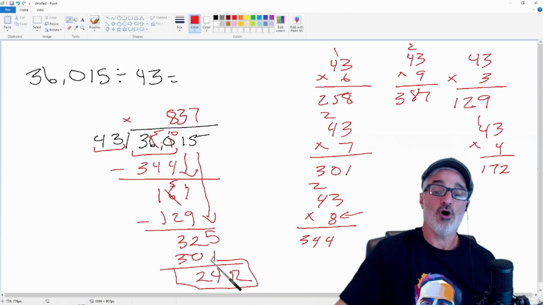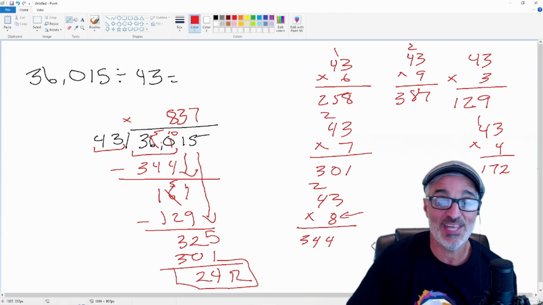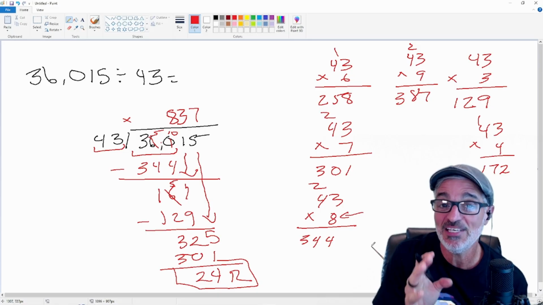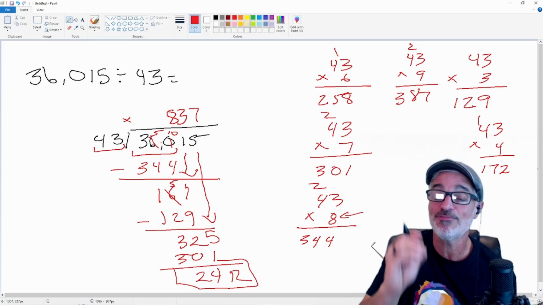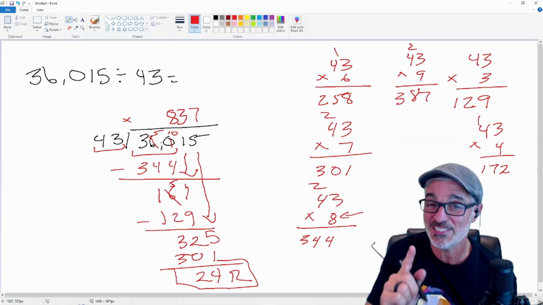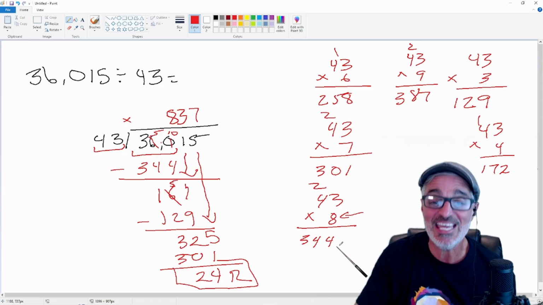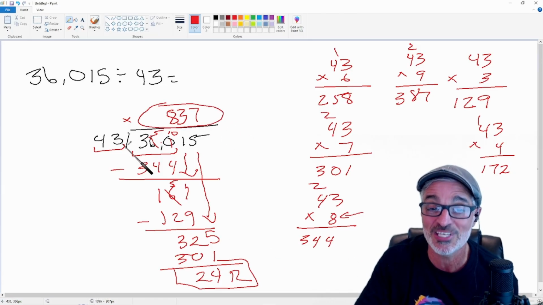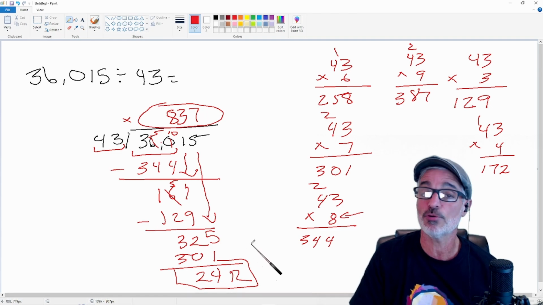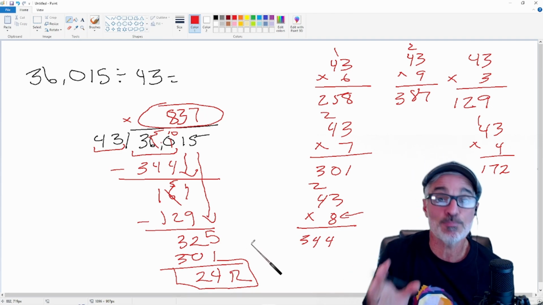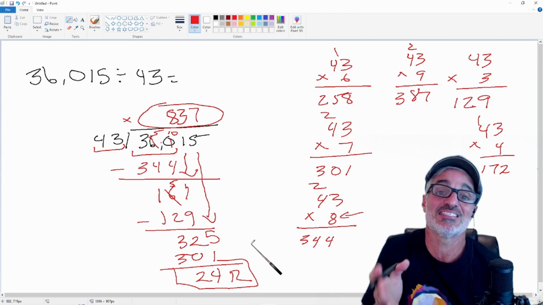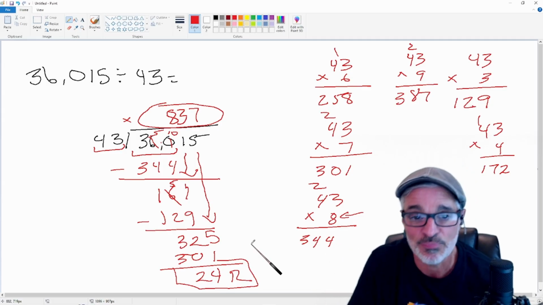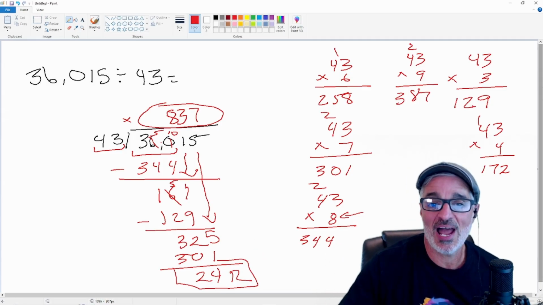So with all this work, I know that if I had 36,015 marbles and I needed to make 43 groups and all of those groups needed the same amount of marbles, each group is going to have 837 marbles, and in the end, I'm going to have 24 marbles that I cannot split between those 43 groups, because then they wouldn't be equal in size. So this is called trial and error.